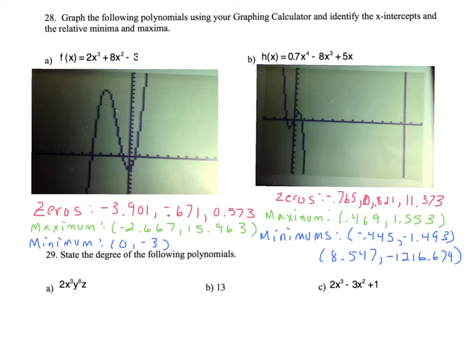So to calculate the zeros, again, you want to go to Second Calc 0, and there's going to be 4 of them, 1, 2, 3, and 4. And then we have one maximum right here, and then we have 2 minimums, one right here and one down there. So you can just do a left bound and a right bound where you can see it, and it should calculate the minimum for you.